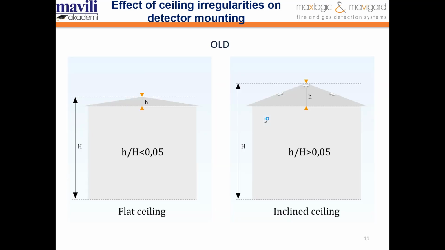For the old standards, if the ratio of lowercase h and uppercase H is less than 5%, the ceiling is considered flat and the detectors are mounted according to the detection radius values. If the ratio of lowercase h and uppercase H is greater than 5%, the ceiling is considered inclined and the detectors are installed by increasing the detection radius values by 1% for each degree of ceiling slope. Detection radius values can be increased up to a maximum of 25%.